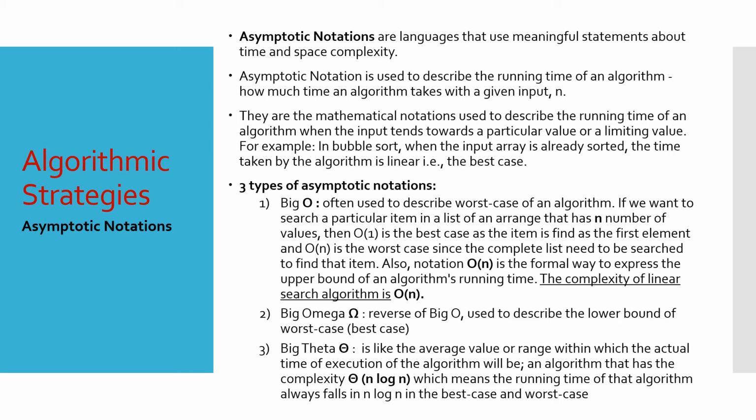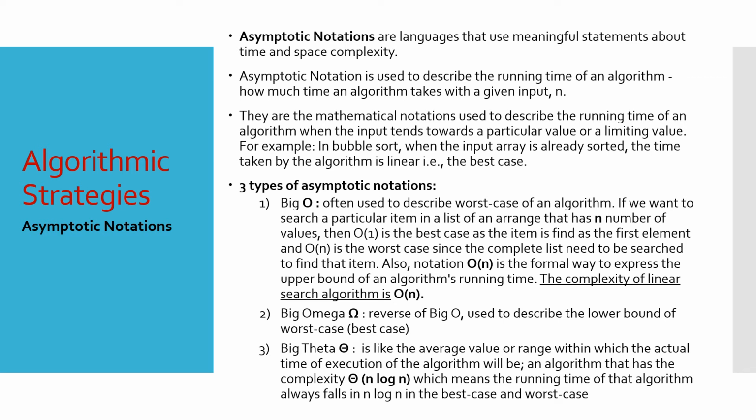Okay, first, what's the definition? What are asymptotic notations? They are languages that use meaningful statements about time and space. Again, they are a little bit related to time and space. It is also used to describe the running time of an algorithm, how much time an algorithm takes for an input of n value. So these are mathematical ways of expressions. That's how they used to do things in those days, right? And they introduced a few concepts like bubble sort and stuff like that. I will talk about sorting in the next slide.